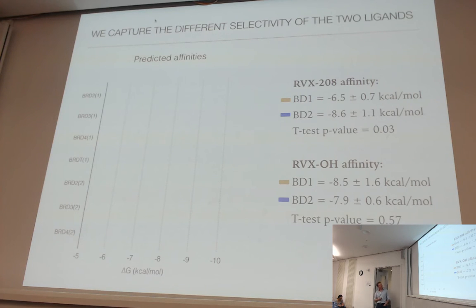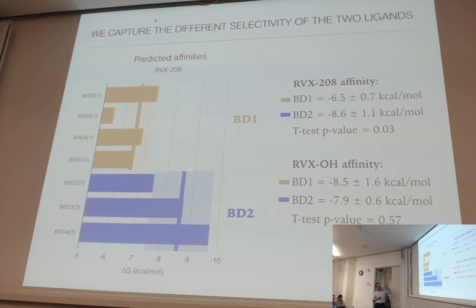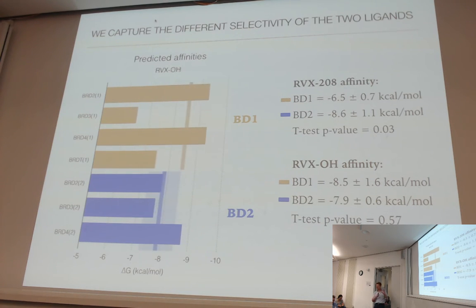So these are the predicted affinities, and we can recover that quite nicely. The 208 compound, we can see, generally binds to BD2 much better than the BD1 compounds, at a significant level, with a p-value here of 0.03. And when we look at the RVX-OH compounds, that selectivity has disappeared, actually reproducing exactly what you see experimentally, which is kind of nice. So no significant difference between these two different types of bromodomain.